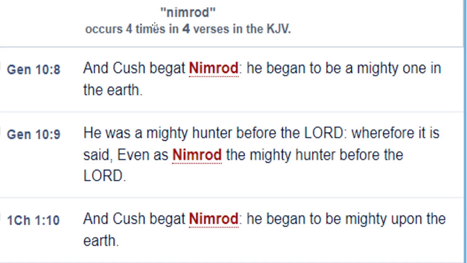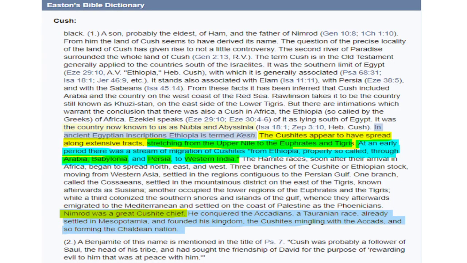Cush had a son. His son's name was Nimrod. That's in Genesis 10 and 8, which I'm about to get. "And Cush begat Nimrod," meaning that's his son. "He began to be a mighty one in the earth. He was a mighty hunter before the Lord Yahweh, wherefore it is said, even as Nimrod, the mighty hunter before the Lord Yahweh." So Cush's son was Nimrod. Why is that important? I'll explain.